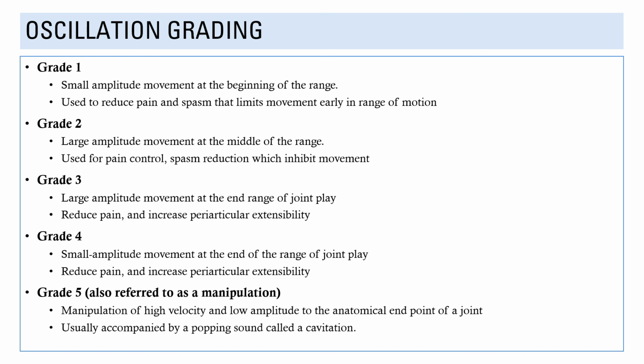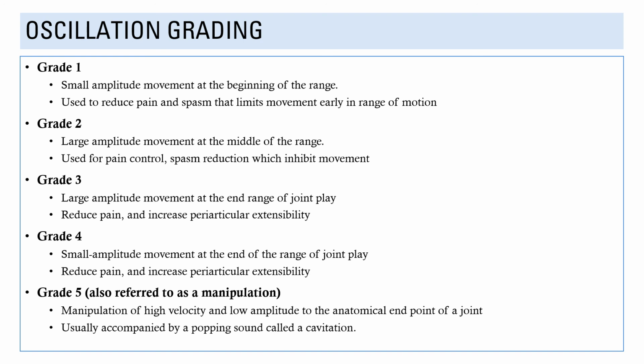Grade 1. Small amplitude movement at the beginning of the range. Used to reduce pain and spasm that limits movement early in range of motion. Grade 2. Large amplitude movement at the middle of the range. Used for pain control, spasm reduction which inhibit movement.